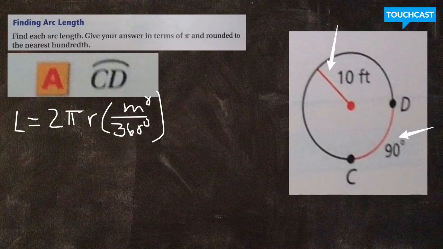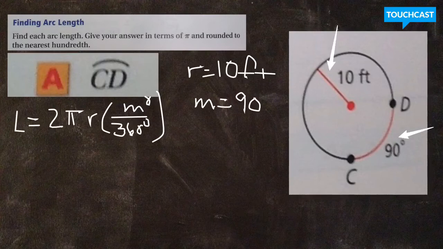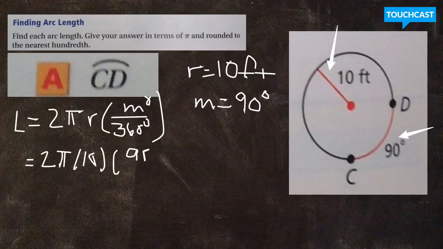We know M and we know R. R is 10 feet, and M is 90 degrees. So we're going to plug those values into the formula. We have 2 times pi times 10 times 90 over 360.